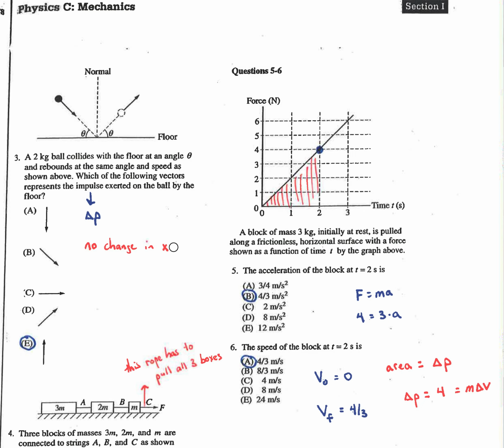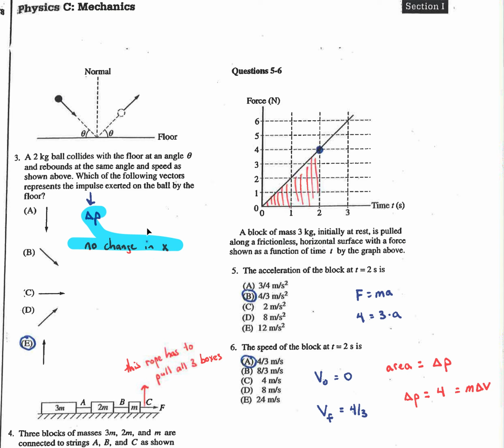Number 3, so we have this ball, it comes in, hits the ground, and bounces off. The angle of incidence is the same as the angle of reflection. Those angles are the same. So if you think about the x component of momentum, there's no change in the x. So that must mean there's no force in the x direction.